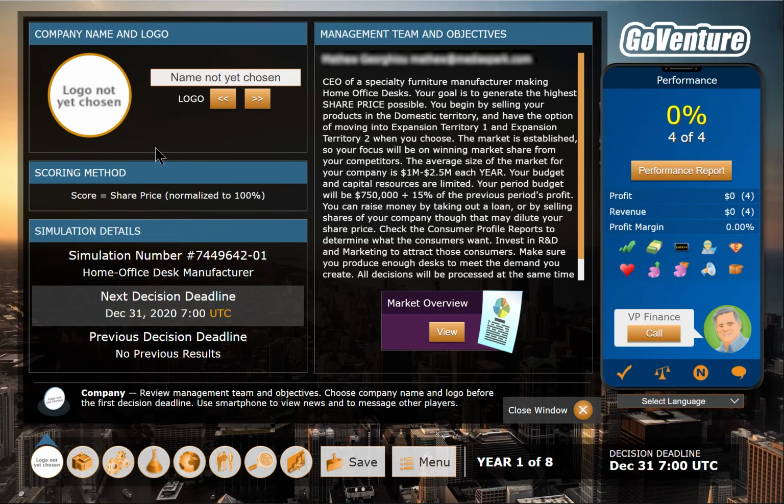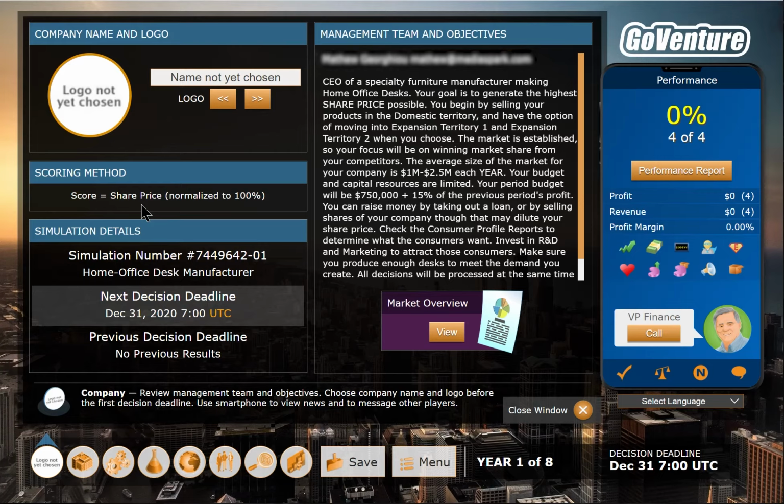Here on the company screen, we have to choose a name and a logo for our business. But we don't yet know what business we're running, so I'm going to hold off on doing that for a moment. I can also see the scoring method. This is how I'm going to be compared with other businesses that I'm competing with. In this case, it says share price. Share price is a common scoring metric. Another is net profit. There are others as well, but you're most likely going to see net profit or share price here.